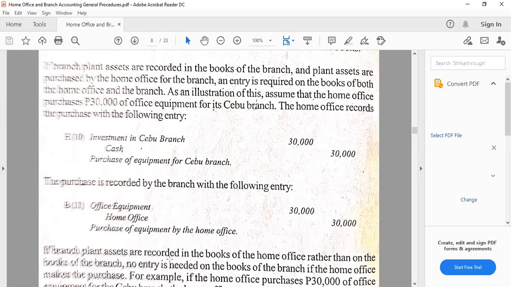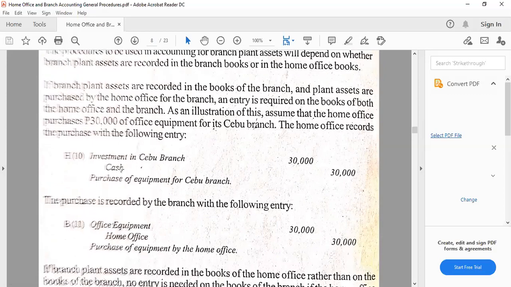But if this is, for example, the acquisition by the home office of office equipment for its Cebu branch costing 30,000, the office equipment will have to be recognized by the branch here. But then the payment, because it is done by the home office, is credited here. And we are going to pair such with the nominal or let's just say reciprocal accounts for this particular case. Investment in Cebu branch and the home office branch then. All right. So that's also one thing that we should take note.